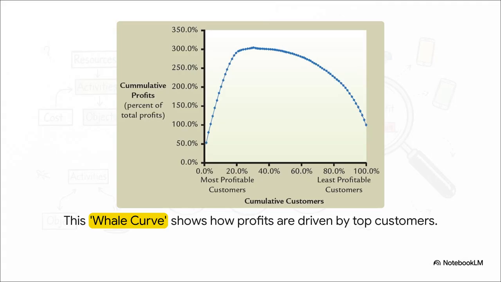This right here is one of the most famous visuals to come out of an ABC analysis. It's called a whale curve, and it is eye-opening. On the left, you see how your most profitable customers just rocket your total profits way up, often past 100% of your final number. But then, as you start adding in your less profitable customers, the curve starts to flatten out. And then you get the shocker. On the far right, your least profitable customers are actually losing you so much money that they drag your total profits all the way back down.